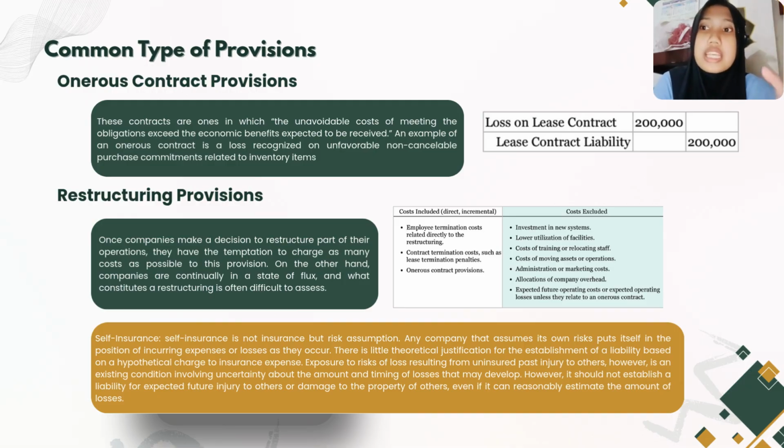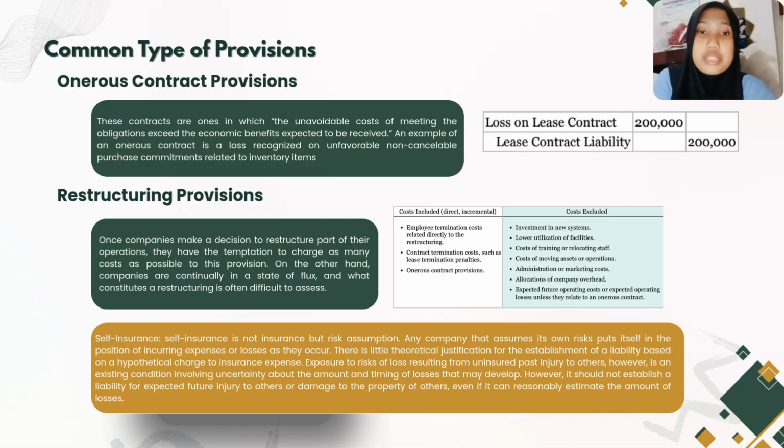The costs that are included are direct and incremental. First, employee termination costs related directly to the restructuring. Second, contract termination costs such as lease termination penalties. And third, onerous contract provisions. The costs that are excluded are things like investment in new systems, lower utilization of facilities, costs of training or relocating staff, and so on. And for self-insurance, as discussed earlier, liabilities are not recorded for general risks.